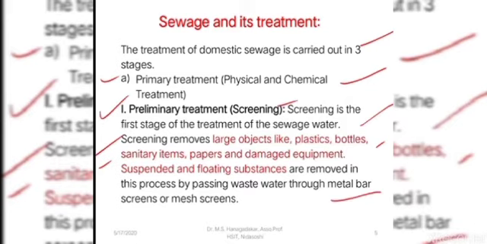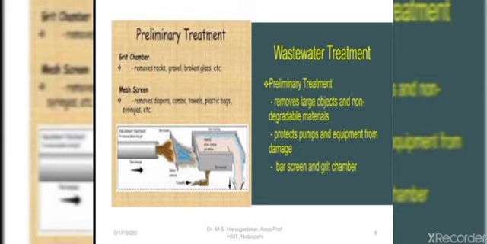By passing the water through a metal bar or mesh screen, the large floating particles or materials like plastics, papers, sanitary items, any component can be removed by the preliminary treatment or pre-treatment. Here I have shown the bar screen, or you can take the mesh screen, through which the wastewater is allowed to pass. You can remove the large non-biodegradable objects coming from the wastewater.